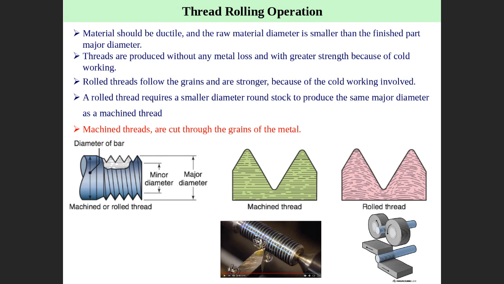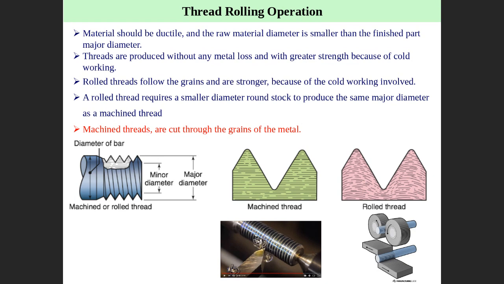Which one is better? Actually, let me tell you something. Please give me your attention. The biggest advantage of rolling over machining is the time. In rolling, the process is very fast, as you can see, and this is the production rate. In machining, it is a slow process. It takes time. This is the biggest advantage.